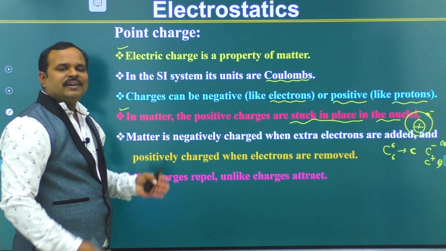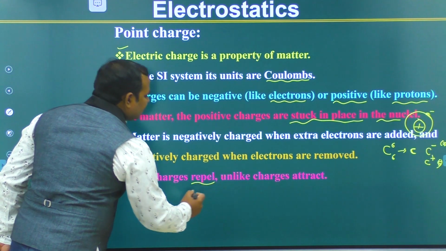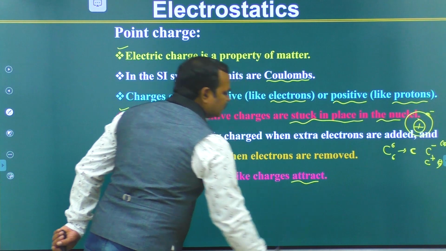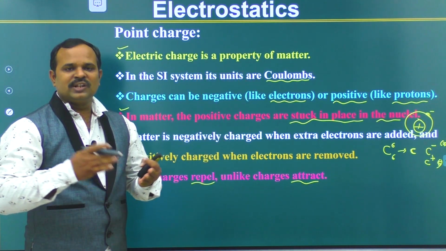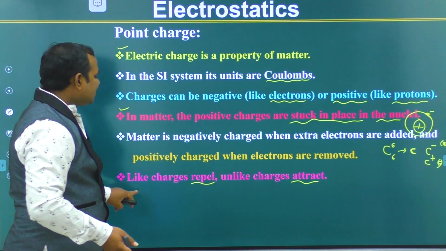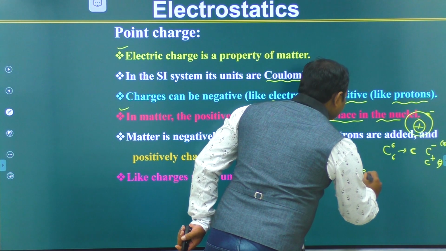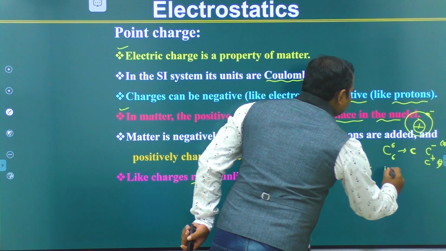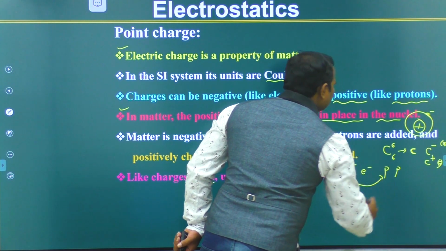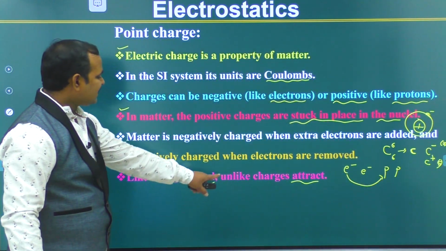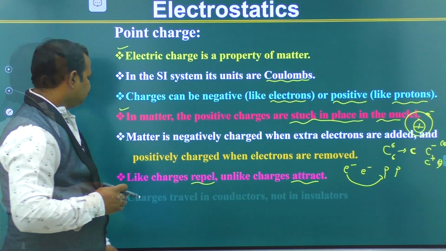Charges have a property of attracting and repelling. So here like charges repel and unlike charges attract each other. That means 2 electrons will repel each other, 2 protons will repel each other. That is, like charges repel. Two negative charges repel each other. Similarly, 2 positive charges, protons, also repel each other, but an electron and a proton attract each other. So unlike charges attract each other. This is the property of charges.